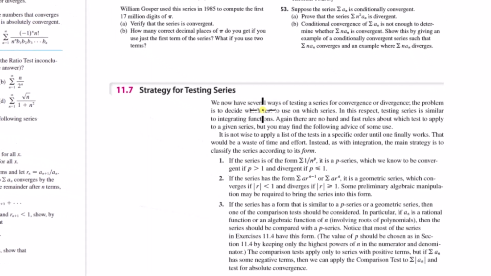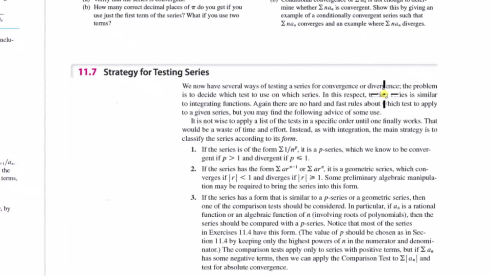It says we now have several ways of testing a series for convergence or divergence. The problem is to decide which test to use on which series. In this respect, testing series is similar to integrating functions. Again, there are no hard and fast rules about which tests to apply to a given series, but you may find the following advice of some use. It is not wise to apply a list of the tests in a specific order until one finally works. That would be a waste of time and effort. Instead, as with integration, the main strategy is to classify the series according to its form.